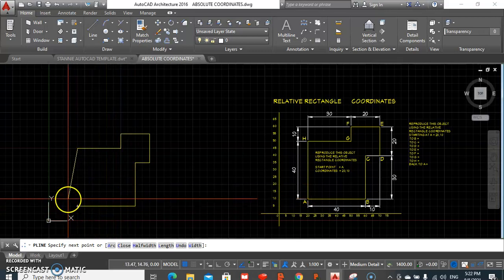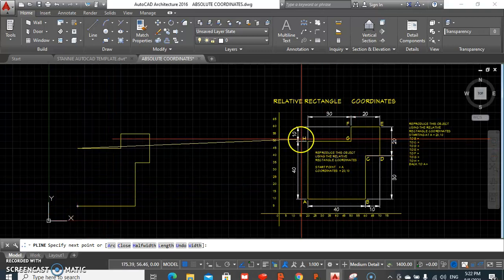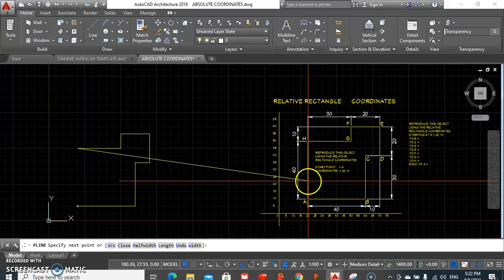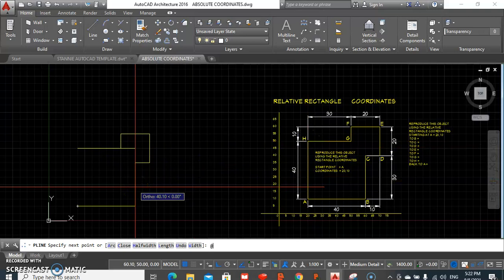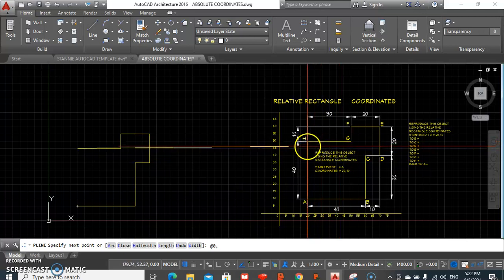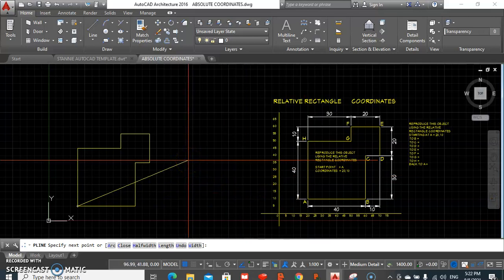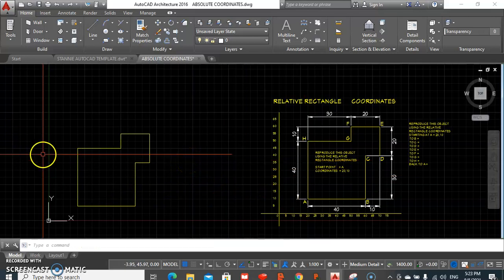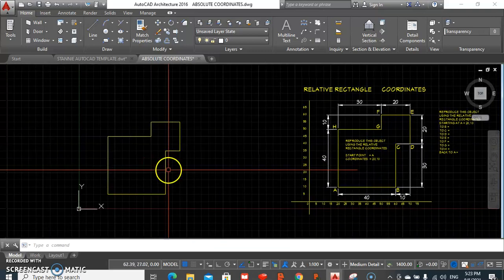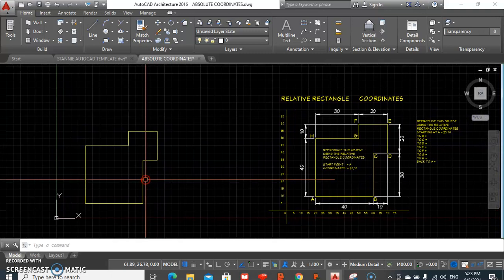We are now at H. And to get back to point A, notice we have no x movements to get from H to A. So we're moving at 0 for our x values. And we do have a y value, but it's going down. So it's going to be negative 40. We give enter. It takes us back to A. We can give enter or escape to exit the command. Our drawing again has been produced using our relative rectangle coordinates.